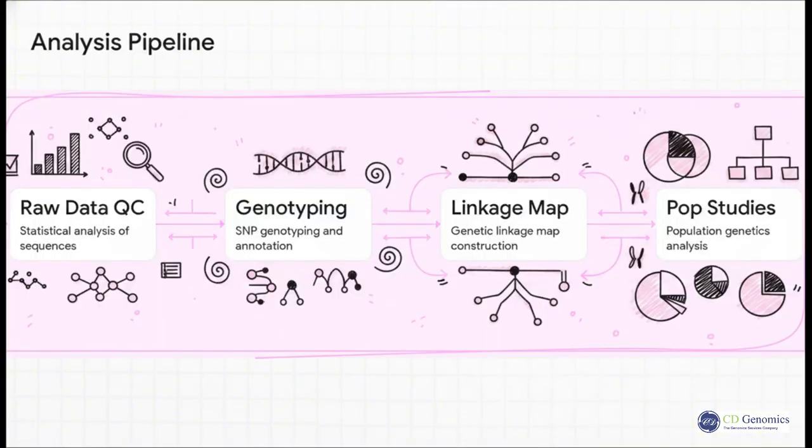But their bioinformatics pipeline is where the magic really happens for researchers. They don't just dump raw data on your desk and wish you luck. Their expert team takes you from raw data QC right through sophisticated SNP genotyping and locus annotation. From there, they can construct high-precision genetic linkage maps, execute quantitative trait locus or QTL fine mapping, and even conduct comprehensive population evolution analyses based on allele frequencies. They handle the heavy lifting.